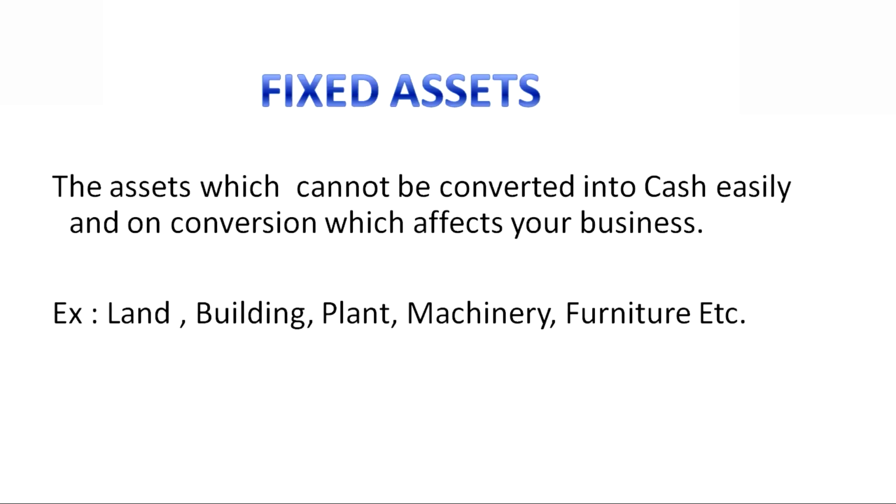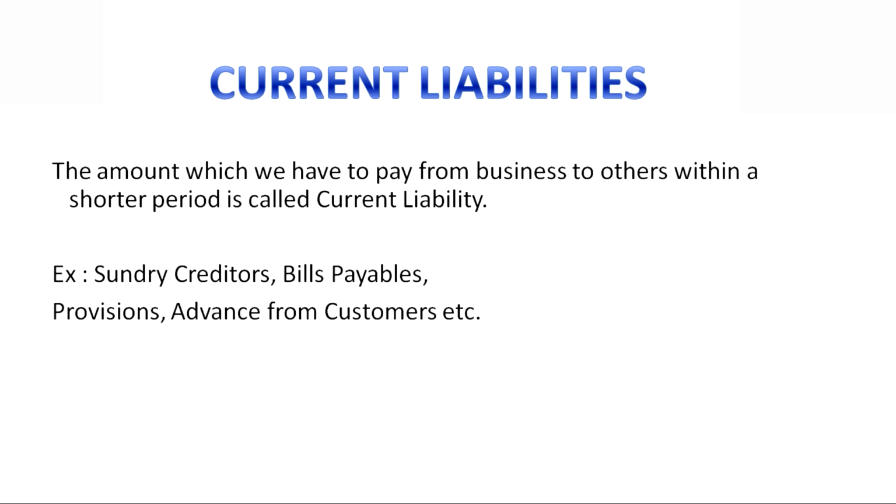Next, what is fixed assets? The assets which cannot be converted into cash easily, and whose conversion affects your business. Examples for fixed assets are land, building, plant, machinery, furniture, etc. Next, what is current liabilities? The amount which we have to pay from the business to others within a shorter period is called current liabilities. Examples for current liabilities are sundry creditors, bills payable, provisions, advance from customers, etc.